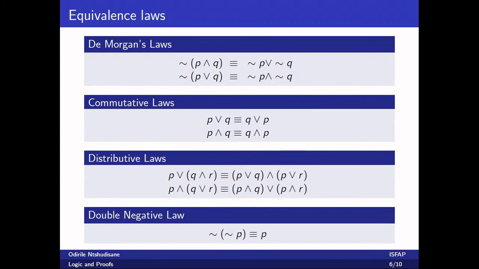Secondly, we have the commutative laws of conjunction and disjunction. We also have the distributive laws, which state that conjunction distributes over disjunction and disjunction distributes over conjunction, as shown in the slide. The last law we'll mention is the double negative law, which states that the negation of the negation of P is logically equivalent to simply P.